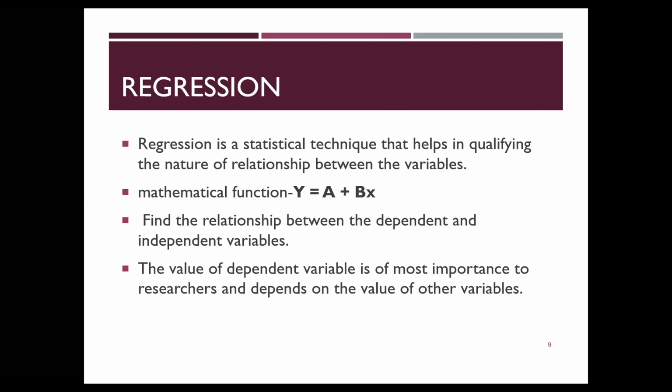The value of the dependent variable is of most importance to the researcher, and it depends on the values of not just one independent variable, there can be many other independent variables also. So it's not just x and y. You can have many x. That means you can have many independent variables that can help you to predict the dependent or the outcome variable.